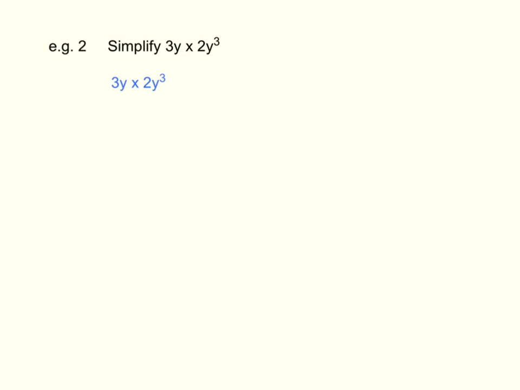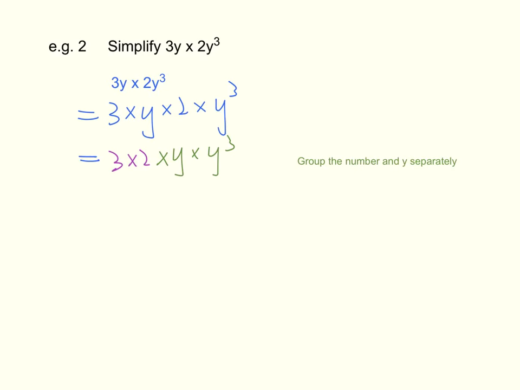To simplify this expression, we should consider the number and the variable y separately. That means you have to write 3 times 2 and then times y to the power 3 like this. And for this y, you have to write down that the index is 1. Then the number 3 times 2 is equal to 6. For the y, you have to apply this law, then you can write like this, and so the answer is 6y to the power 4.